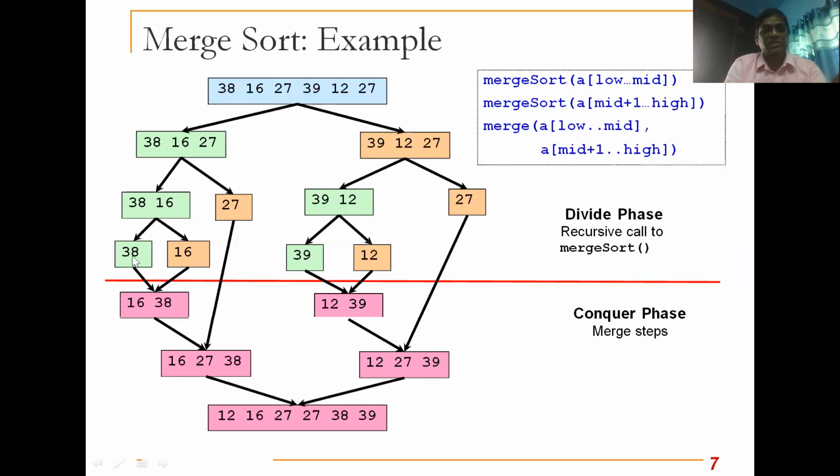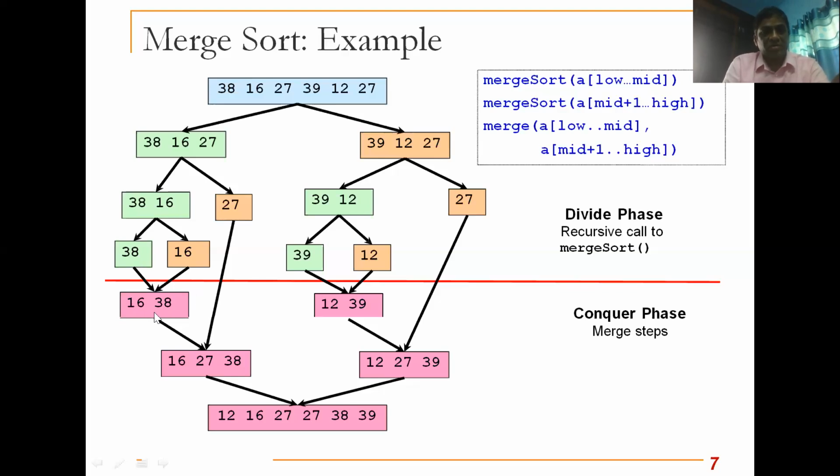So 38 is sorted, 16 is also sorted. So you got two sorted sublists now. And then what you do, you will perform a merge operation on these two sorted lists. When you merge these two, you will get a sorted list of these two elements. So that is 16 comma 38. So this list is sorted now.